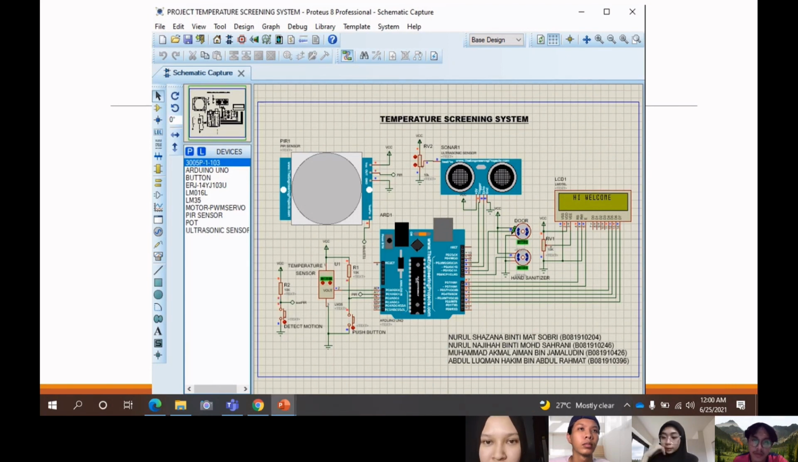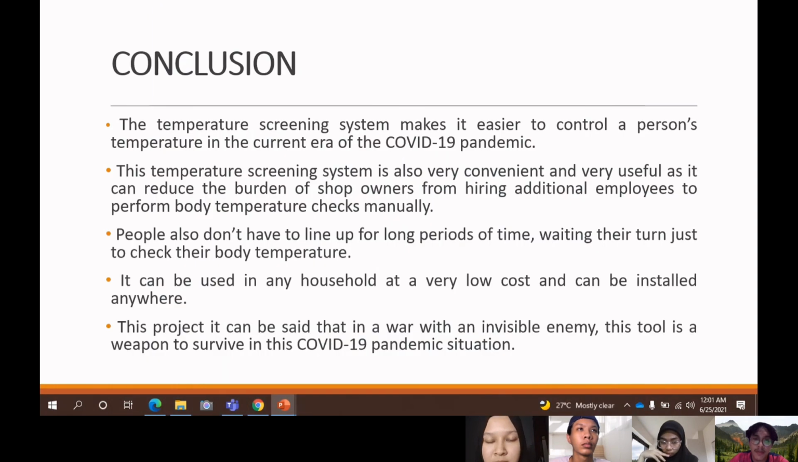Okay, as you can see, when the person comes near the ultrasonic sensor, the ultrasonic sensor will be triggered, and then the servo motor will be rotated. And after the person is far away from the sensor, then it will return to the 0 initial. So we go to the conclusion.